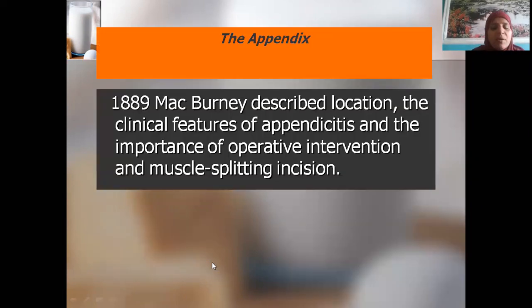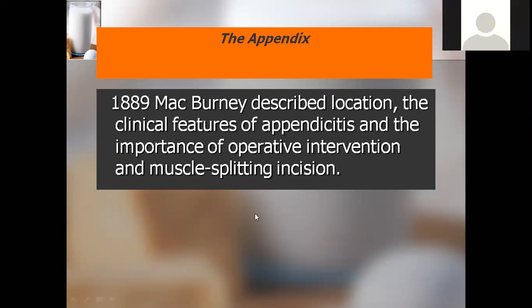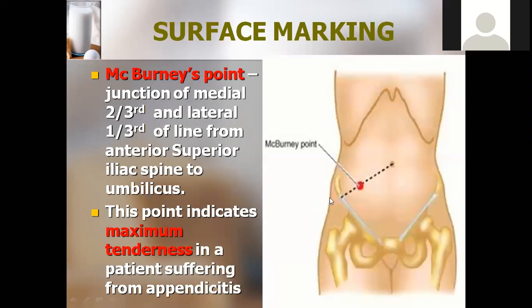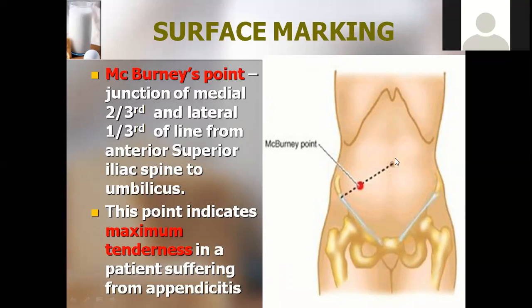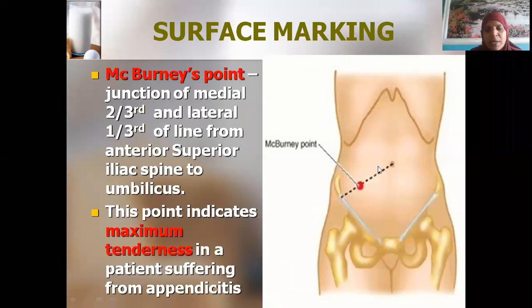So do you remember I talked about McBurney's point? This is actually an important 3 marks question. Okay. So McBurney described the location and the clinical feature of appendicitis. So this is the surface marking that we are showing here. You draw one line which extends from the anterior superior iliac spine to the umbilicus.